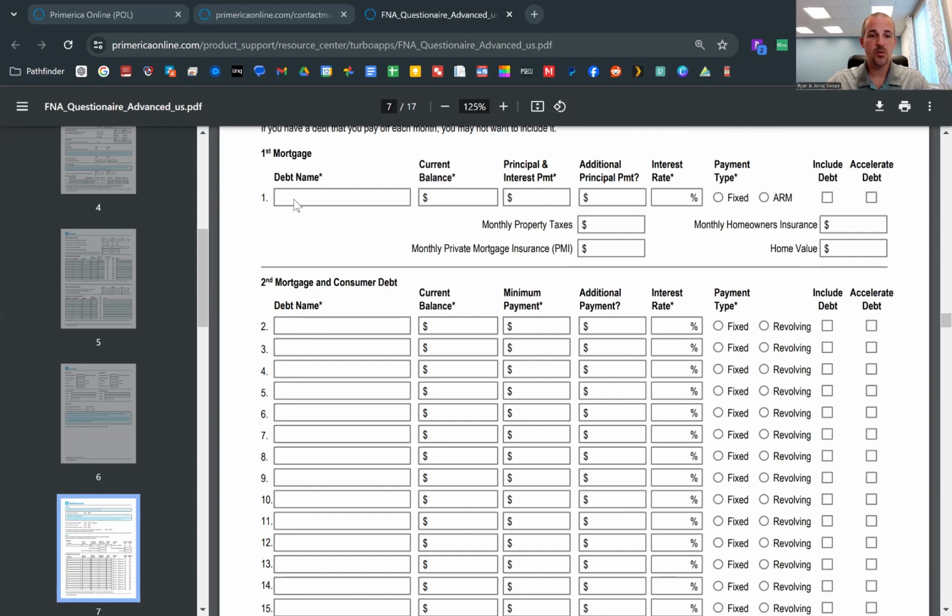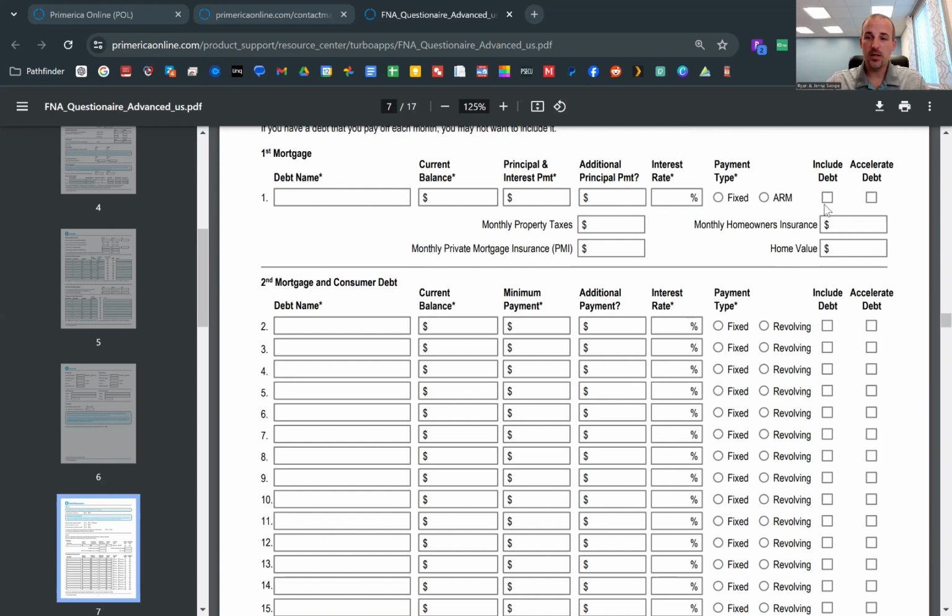But if they do, I usually put the mortgage company name right in here, and then current balance, principal and interest, additional payment. A lot of people make some extra payments on their mortgage. If their mortgage is 1,400 a month, some people just round up to 1,500, figuring, hey, I'm paying a little extra, pay it down faster. Interest rate: a lot of mortgages will be a fixed rate, but there are some that still are adjustable rate mortgages. So make sure you understand and ask them which they have.